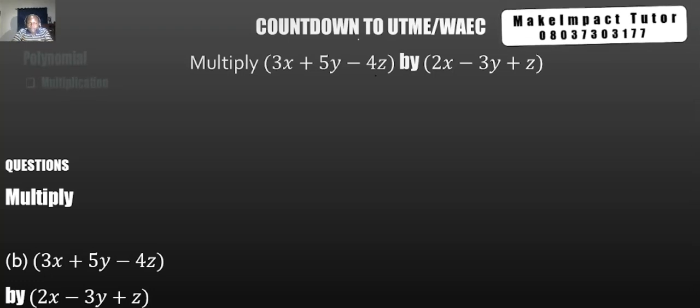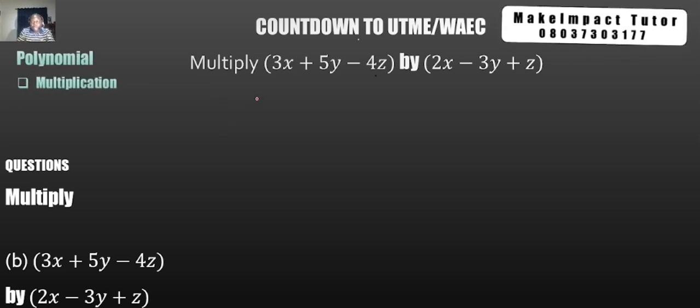Let's try the second question on multiplication of polynomials. So right now we have this question. It says multiply (3x + 5y - 4z) by (2x - 3y + z). Like I said initially, a much simpler way of multiplying polynomials is by multiplying and showing it in a vertical form.